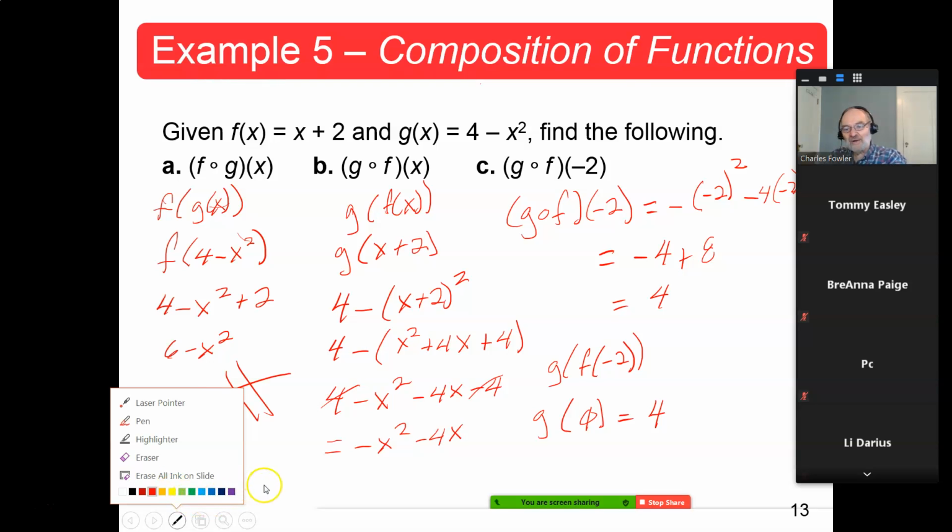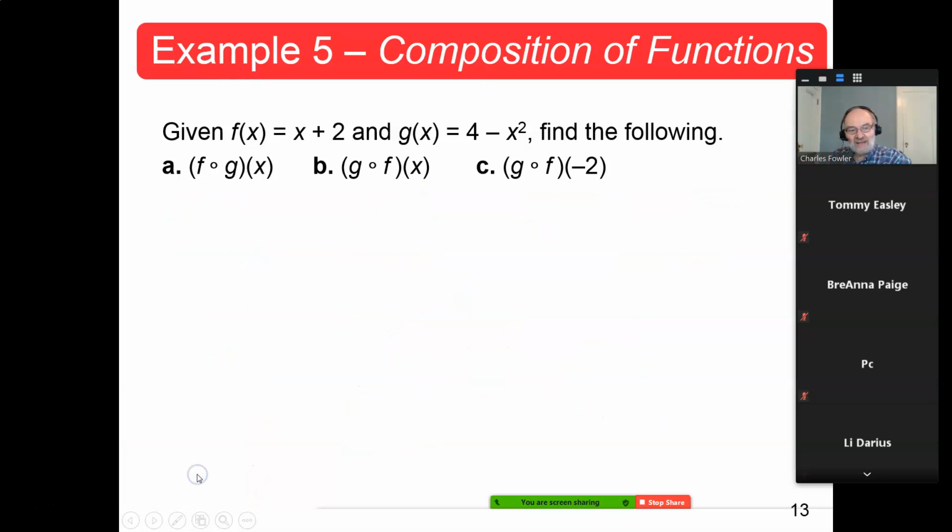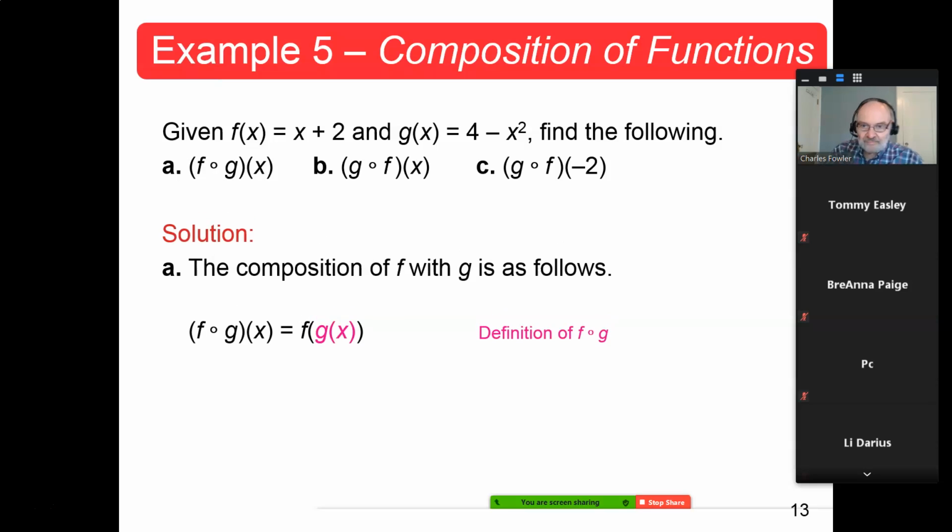Any questions before I erase the slide? Okay, well, I'll erase the slide and let's watch how they do it.